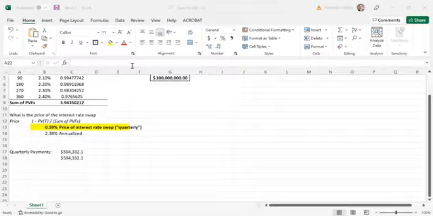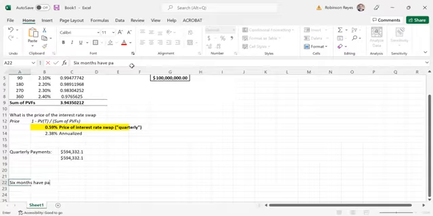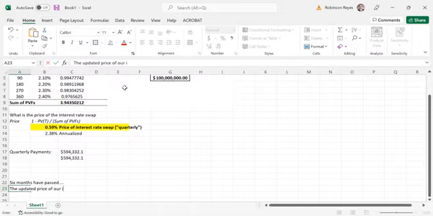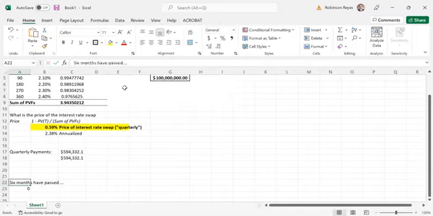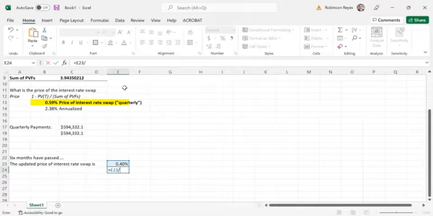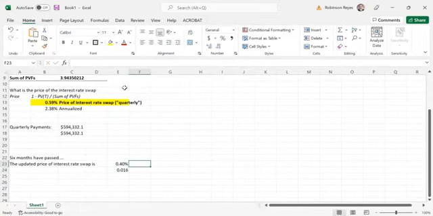Let's assume, let's do this, that 6 months have passed. That's a good way of doing this. And the updated price of our interest rate swap is 0.4%. This is quarterly, right? Or if we divide it by 90 divided by 360, it would be 1.6 annually. But let's use this number, which is a little bit more straightforward.